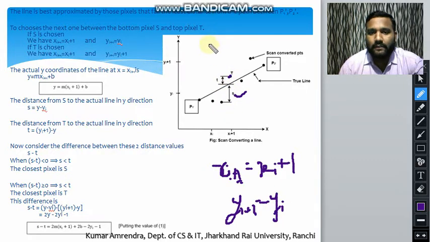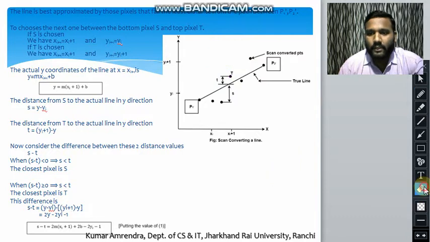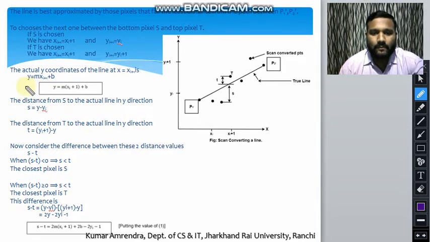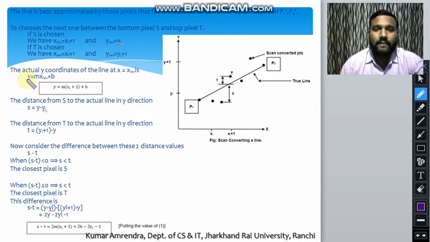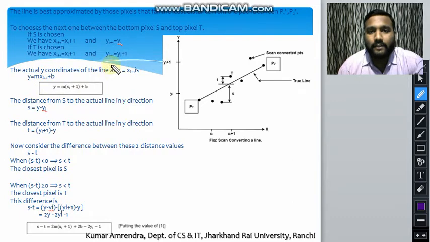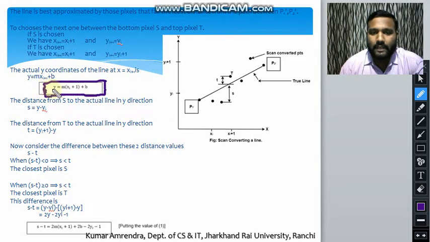So if the upper top pixel is selected, then what will happen here? We will increase the value of x by 1 and we will also increase the value of y by 1. So here there will be an increment of 1 point. The actual y coordinate of the line at x equal to x plus 1 is given by y equal to mx plus c, or mx plus b. This is the equation of a line. So here what is happening is that x becomes x plus 1, so whatever the value of y is, y equals mx plus b. So x is x plus 1, so y equals m(x plus 1) plus b.